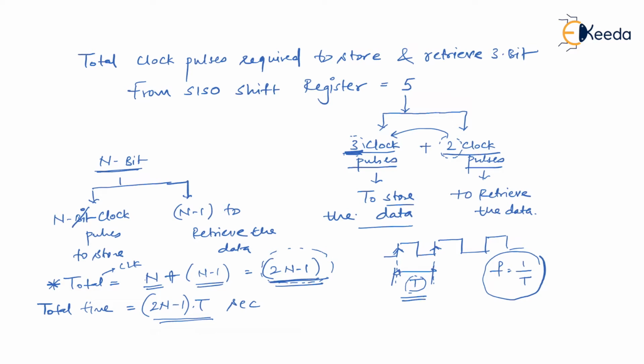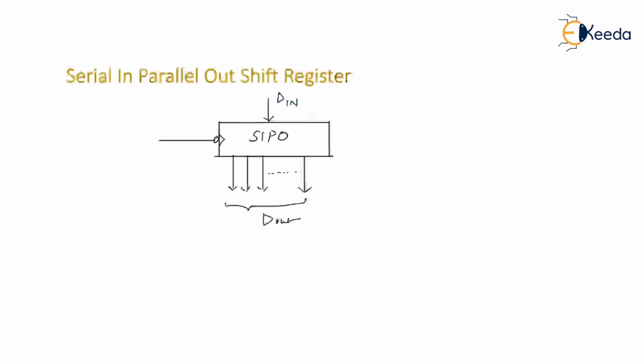One clock length in terms of time is T. So if you want to get the total time, it is obviously the total number of clock pulses needed multiplied by the clock width for one cycle, that is T. So the total time is 2n minus 1 multiplied by T seconds. I hope you understood this. Let's move to the next type.